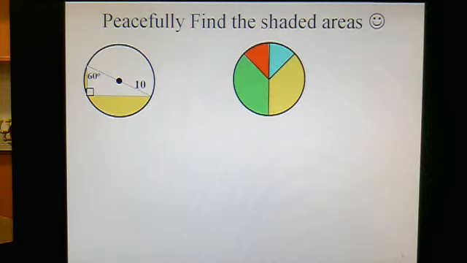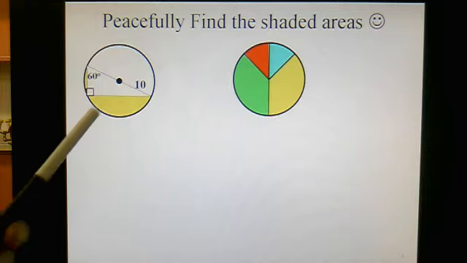Don't get confused about this 10. The 10 is between the dot and the edge of the circle. So the 10 is the radius. This entire diameter would obviously be 20. And you can go with trig if you want on this. I suggest you use ratios. You know, hopefully you know this is going to be 20. You can find that one and that one.